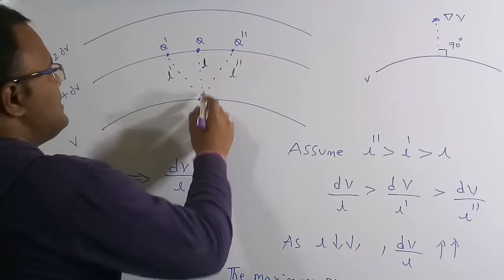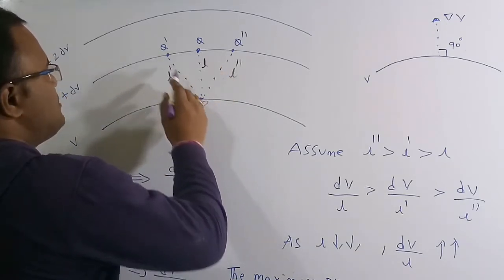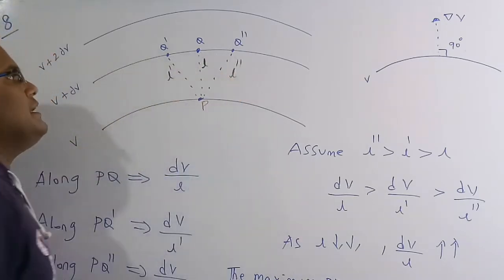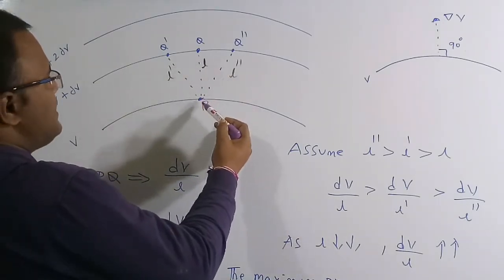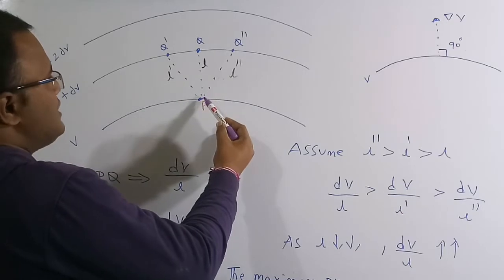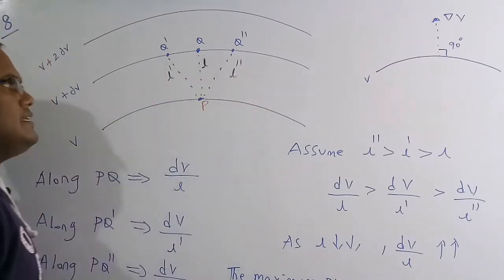Let me choose the first path as PQ, the second path as PQ dash, and the third path as PQ double dash. The length of PQ is L, the length of PQ dash is L dash, and the length of PQ double dash is L double dash.